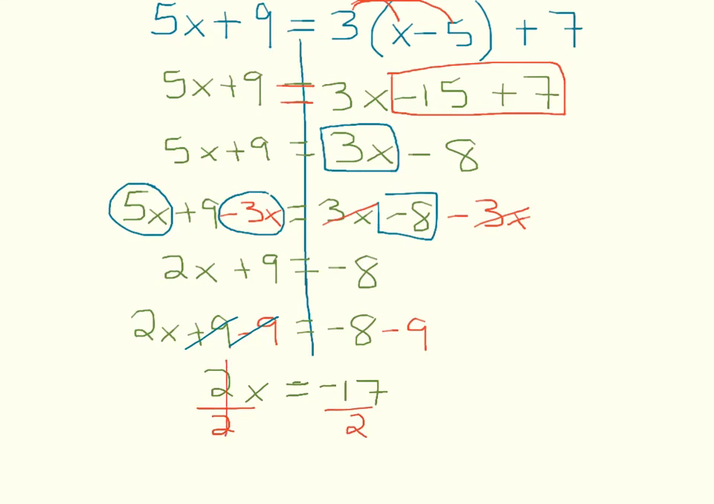Well, I know 2 doesn't go into 17 evenly, so we will get a decimal. x equals negative 8.5. And don't forget, you can always check your answers by plugging these back in.